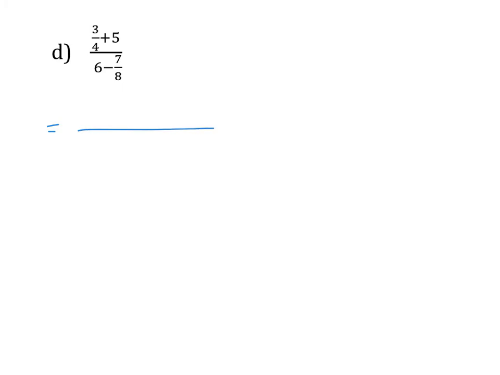Okay, so I know when I'm adding fractions, I need to find my common denominator, right? So I know that for the top, it's going to be 4. And in order to find this, I have to multiply that 5. To change this 5 over 1 into something over 4, I'm going to multiply it by 4. Since I multiply the denominator by 4, I'll multiply the numerator, which is going to be 20. And this 3 over 4 stays the same.